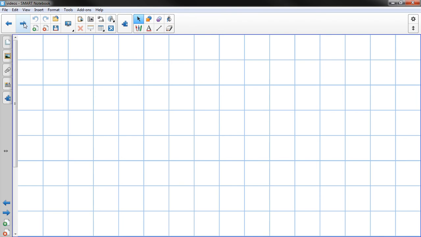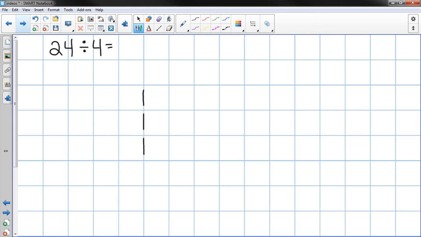Let's say I have 24 divided by 4. I'm going to use the area model to get the answer. And I'd highly recommend using graph paper for this. So step 1, we're going to lay down 4 linear units. So this distance is 4.